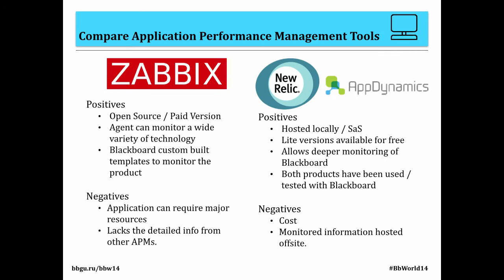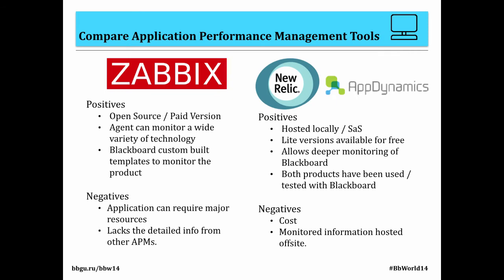New Relic and AppDynamics, while they're different companies, both provide similar tools with their application. AppDynamics offers a locally hosted or a SaaS version, while New Relic only offers a SaaS. And they both offer light versions or free 30-day versions. It allows deeper monitoring of Blackboard. Each product can really give you some deep information about Java threads and counts that Zabbix can't. Both products have been tested and used with Blackboard. In fact, that was one of the topics discussed during Blackboard World 2014, about the new APMs that Blackboard was testing and utilizing.